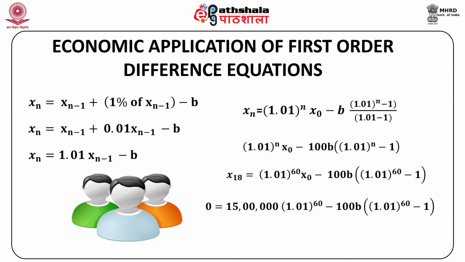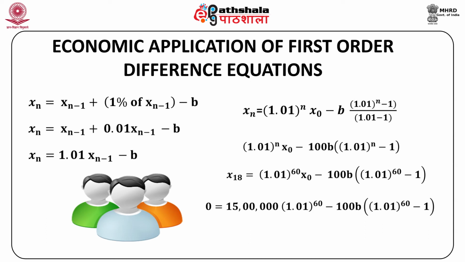Now if xn minus 1 is the outstanding loan, then the interest is to be computed on this capital. Adding the outstanding loan and the interest computed and subtracting the EMI from it will then equal the amount left to be paid after n months. Formulating it as a difference equation, we get xn is equal to xn minus 1 plus 1% of xn minus 1 minus b, or xn is equal to xn minus 1 plus 0.01 xn minus 1 minus b, or xn is equal to 1.01 xn minus 1 minus b, which is equation 7. For this, we know that x0 is equal to 15 lakhs.